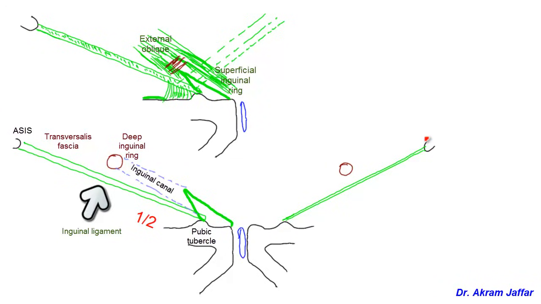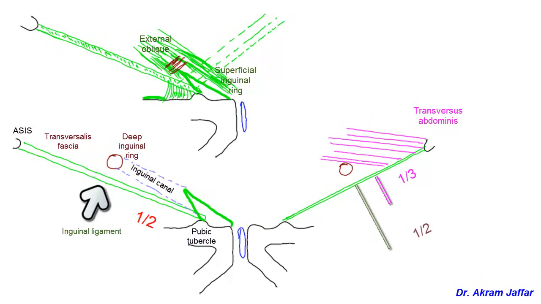Here I'm going to draw the origin of transversus abdominis muscle from the inguinal ligament. The fibers of the transversus abdominis arise from the lateral third of the inguinal ligament. Some anatomy textbooks mention that they arise from the lateral half of the inguinal ligament. Whatever the origin, these fibers do not pass in front of the deep inguinal ring and therefore do not contribute to the anterior wall of the inguinal canal.